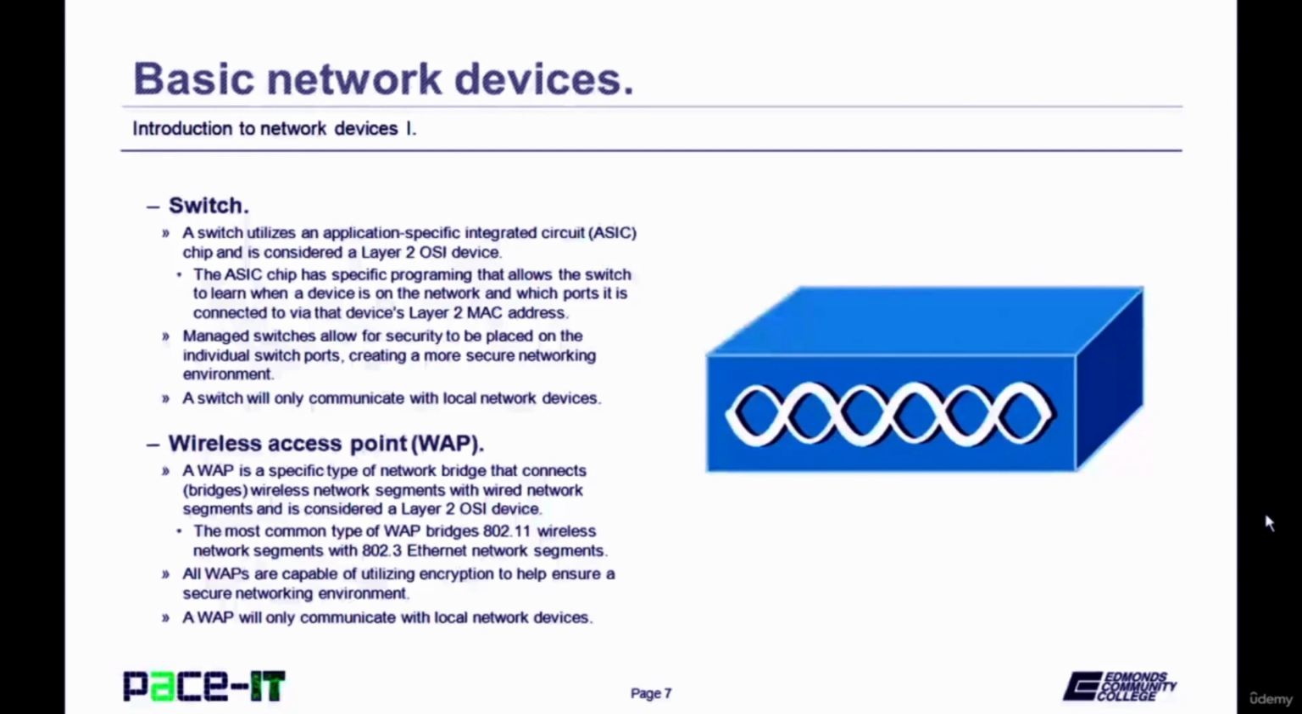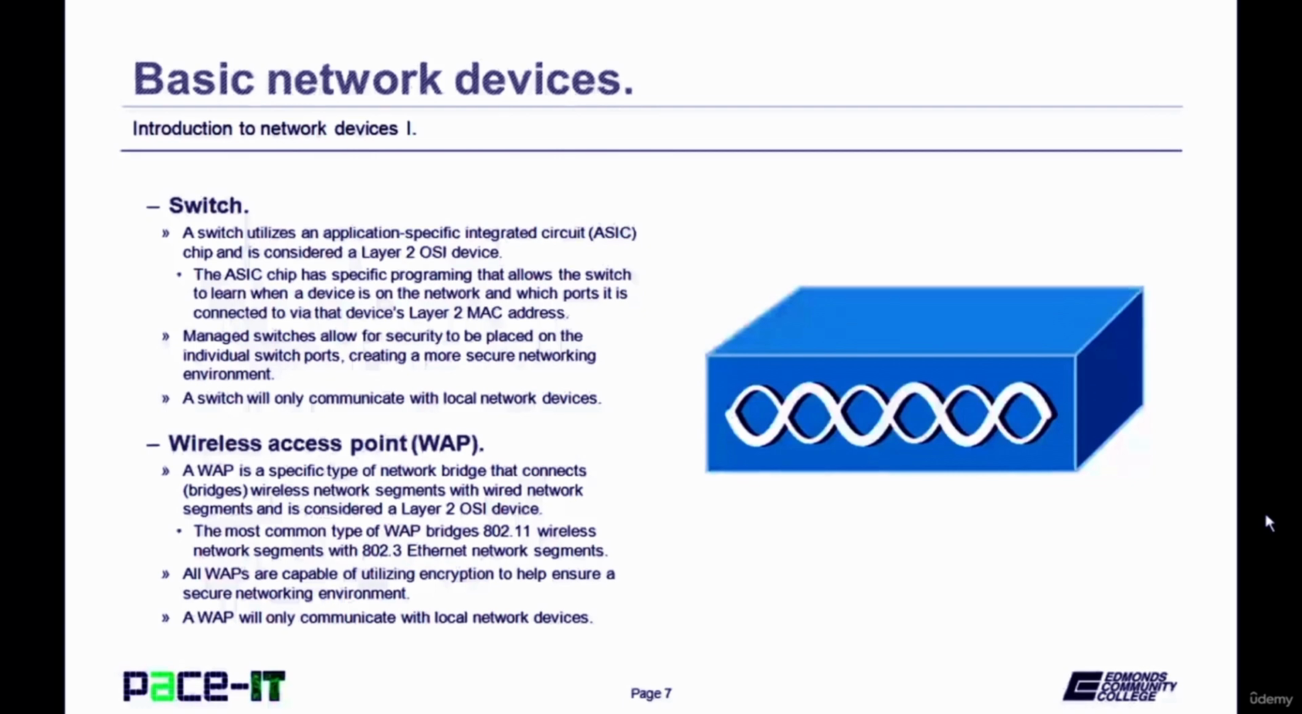A WAP is a specific type of network bridge that connects or bridges a wireless network segment with a wired network segment. And it is also considered a Layer 2 OSI device. The most common type of WAP bridges an 802.11 wireless network with an 802.3 Ethernet network segment. All wireless access points are capable of utilizing encryption to help ensure a secure networking environment. And because they have that capability, you should ensure that all of your WAPs have encryption enabled.